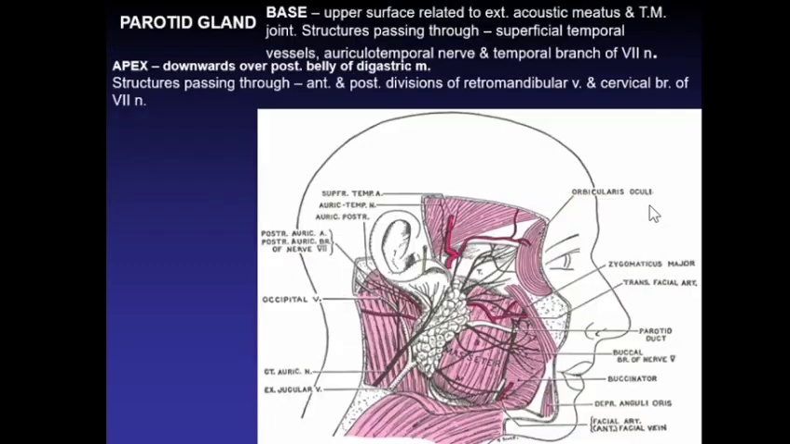The external features of the parotid gland. In the diagram you can see the parotid gland resembles a three-sided pyramid with its apex directed downward over the posterior belly of the digastric muscle. Structures passing through it are the anterior and posterior divisions of the retromandibular vein and the cervical branch of the 7th nerve. The base, the upper surface, is related to the external acoustic meatus and temporomandibular joint, with the superficial temporal structures passing through.